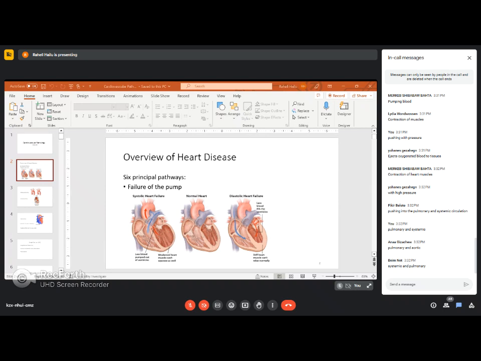Exactly. So the systemic and the pulmonary. So what is systemic and the pulmonary?